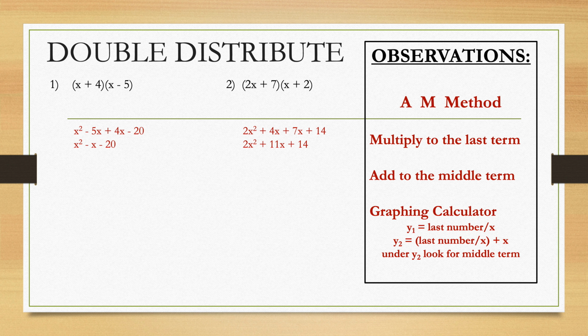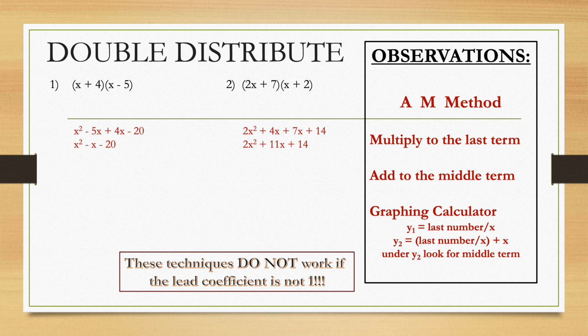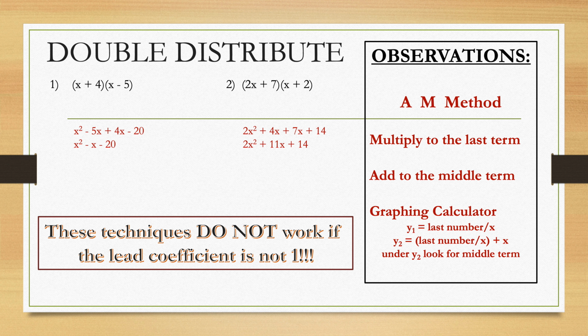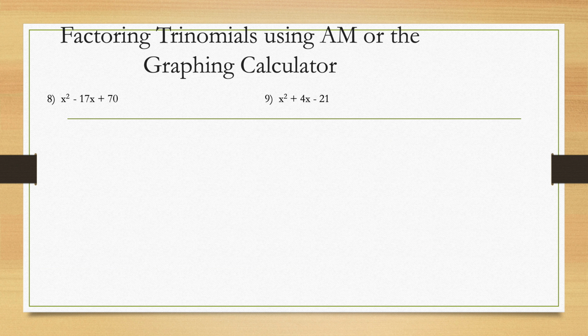The stark reality is that this AM method, or the calculator method that we have taught and discussed at length for the last, this is the 4th day of it, only works when the lead coefficient is a 1 in front of the x squared, like on example 1. If you get, like in example 2, any number other than 1 in front of the x squared, then you cannot use the AM method. And we have to go to plan A and plan B. These techniques do not work if the lead coefficient is not 1. Okay, so let's see you factor numbers 8 and 9.